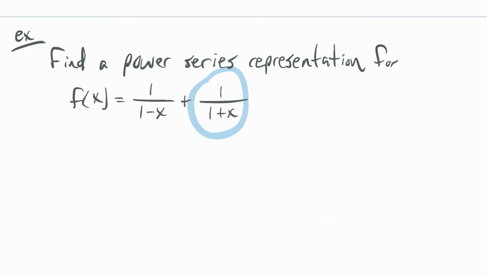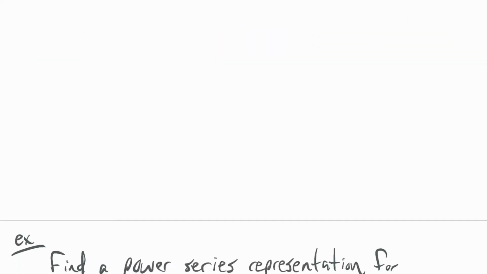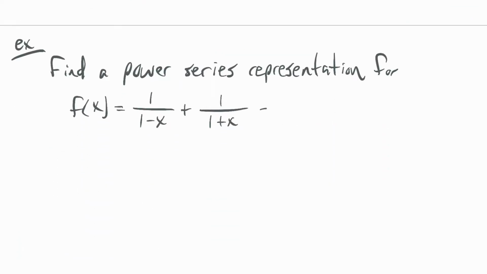This is a variation on that. I can rewrite this one as 1 over 1 minus negative x and do a substitution using this right here. I'm going to have negative x in the parentheses. So this will be 1 over 1 minus x plus 1 over 1 minus negative x. So I'm forming a composite with a power series that I already know.